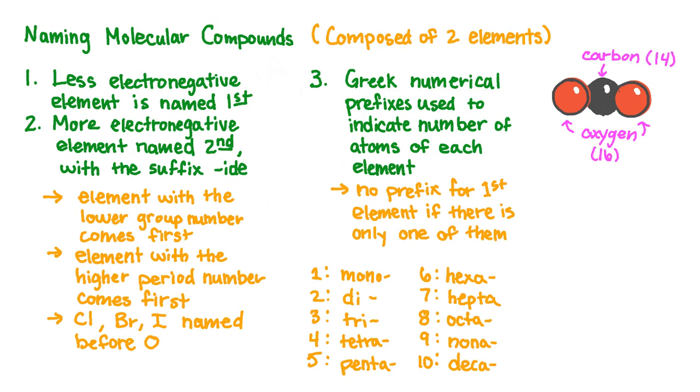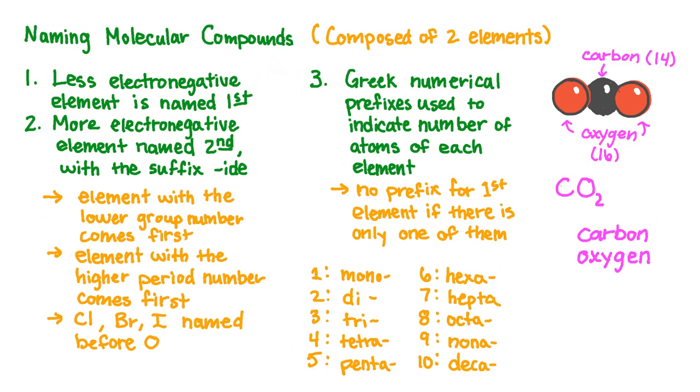Carbon is less electronegative than oxygen is, and it's found in group 14 of the periodic table, while oxygen is found in group 16. So in both the name of this molecule and in our chemical formula, carbon will come first, followed by oxygen. And since there's one carbon atom and two oxygen atoms, the chemical formula for this molecule is CO2. And carbon will also come first in the name of this molecule, just like in our chemical formula.